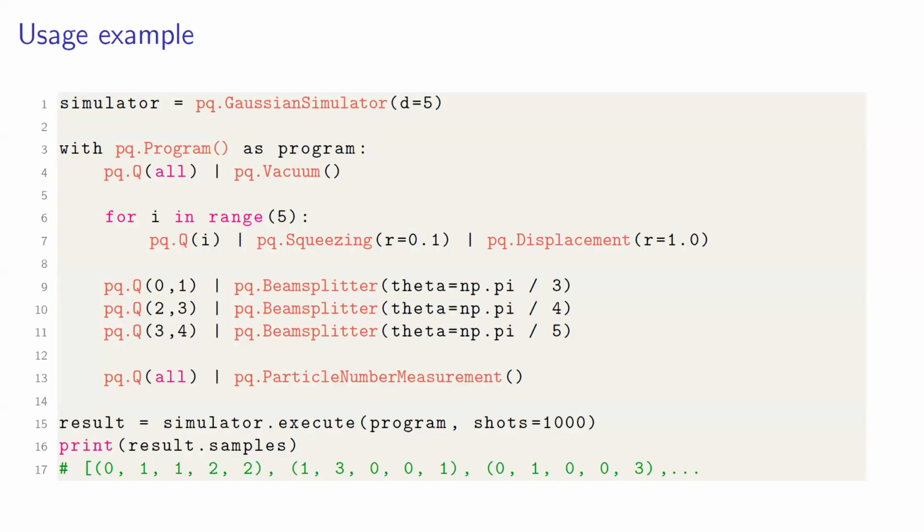So this is a usage example. It has a simple Python interface. You can define a simulator in the first line, which will simulate the quantum program, which is defined as follows, on the third line. And you can simply execute it and see the results here. This is the result, for example, of a photon detector measurement or a particle number measurement.